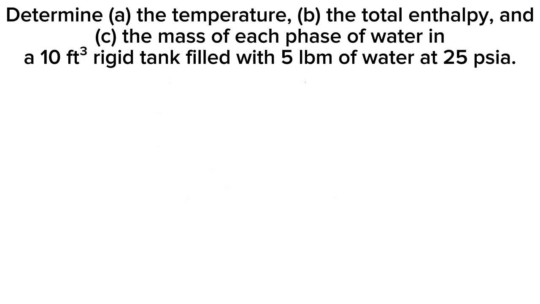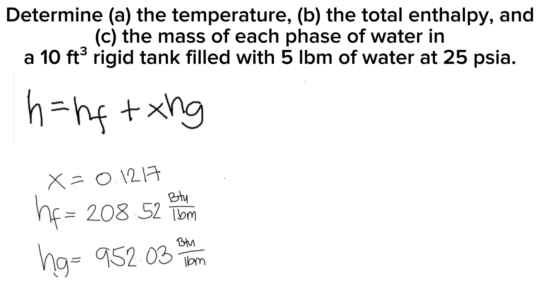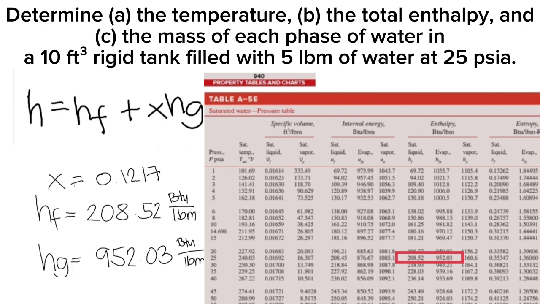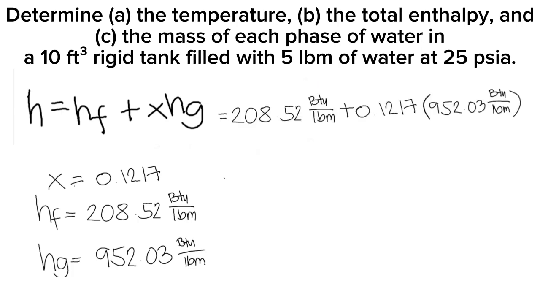0.1217. Next, we're going to solve for the specific enthalpy, and the formula of specific enthalpy is equal to the specific enthalpy of the saturated liquid plus the quality X multiplied by the enthalpy of vaporization. We can use again our property table in Table A-5E to determine the specific enthalpy of the saturated liquid and the saturated vapor. And now we can plug in our values, and our specific enthalpy is 324.38 British thermal units per pound mass.